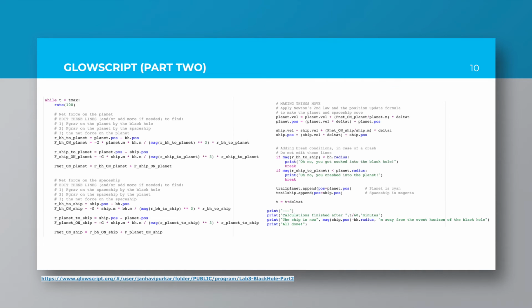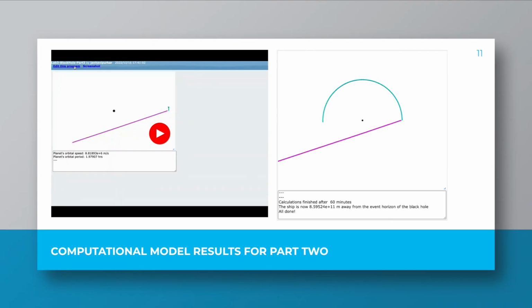Under the while loop over here, we've got these two sets of formulas. This first block of code is calculating the change in position from the black hole to the planet and from the ship to the planet, and then the gravitational force on the planet from the black hole and from the ship, and then the F net of the gravitational force on the planet is the addition of those two forces. We do the same thing over here between the black hole and the ship, and the planet and the ship, to calculate F net on the ship. We then use the position and velocity update formulas to update the position and velocity of the planet and the ship.